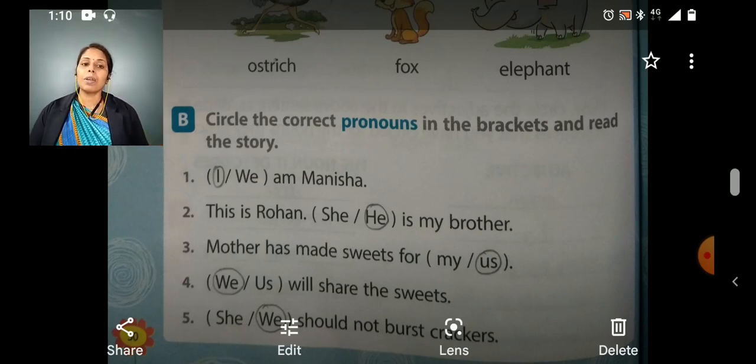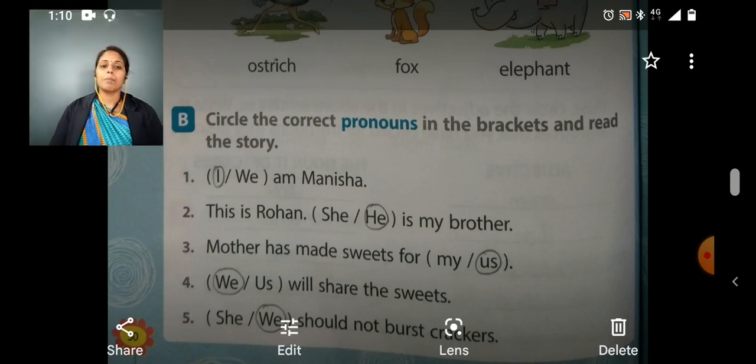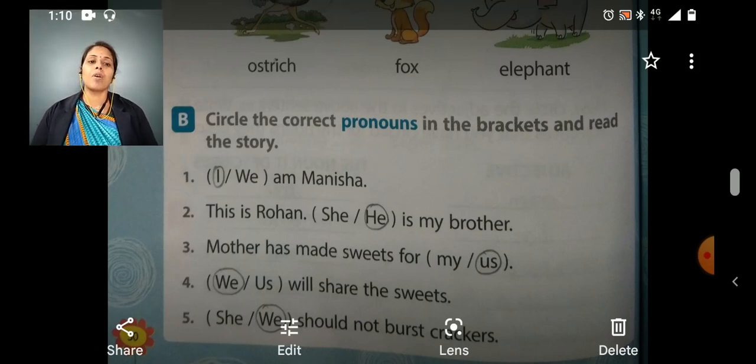यह रोहन है. Rohan is a name of a boy. So with a boy, which pronoun do we use, she or he? Yes, you are right. With a boy we can use he. So this is Rohan. He is my brother. वह मेरा भाई है. Next sentence, mother has made sweets for my or us. Which is the correct pronoun? Mother has made sweets for us. So here we can use the pronoun us, and on us we put the circle.